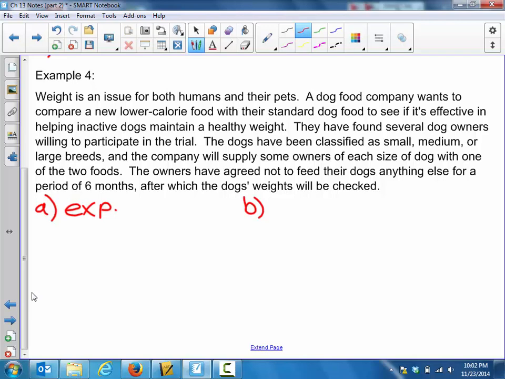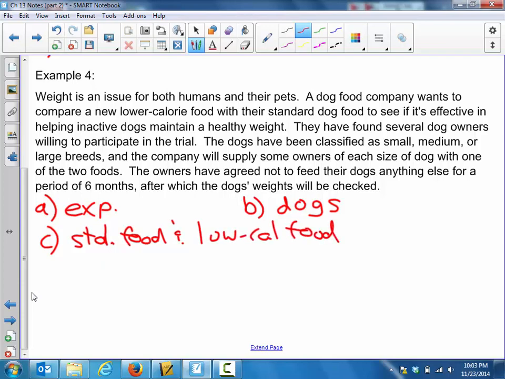Okay, so clearly it's an experiment here, because you are giving these dogs one of two different types of dog food. We are studying dogs. We don't know how many. They certainly seem to be domesticated if they got owners. What are the factors? Well, there are two here. You've got a standard food and a low-cal food.